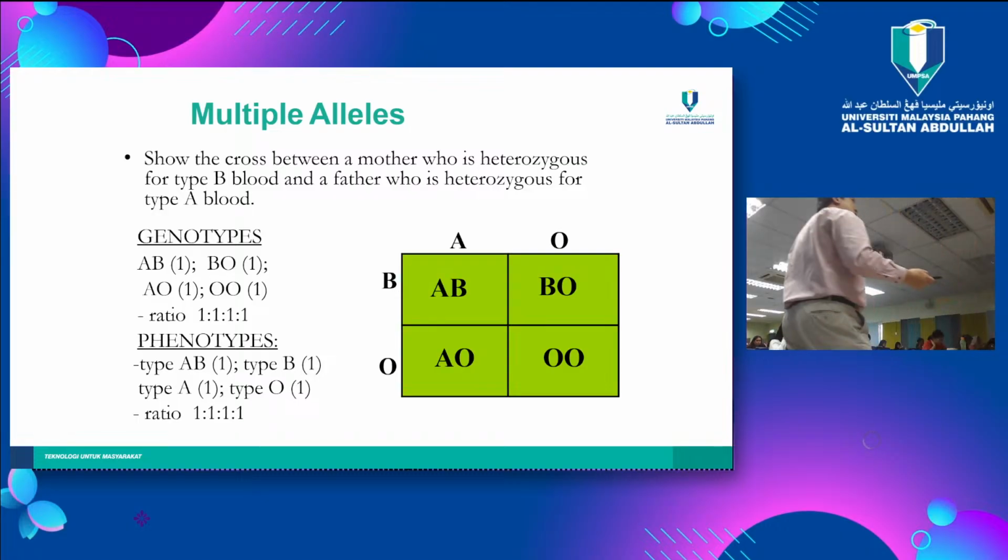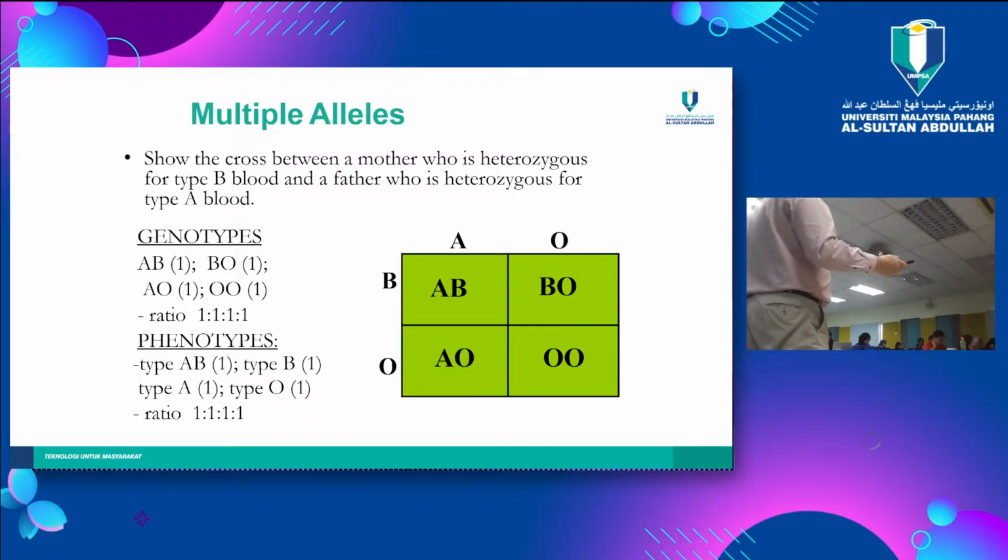If you are given this statement, heterozygous for type B, you already know the genotype for this father and this mother. So a father that is heterozygous for type A blood, similar things here. If you are given homozygous for A, you know the genotype of the parents is this one.